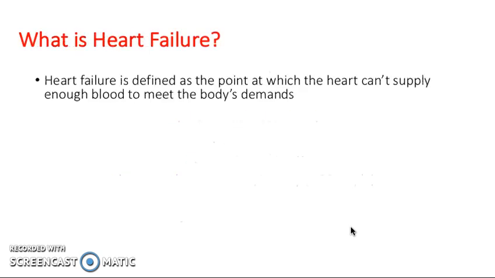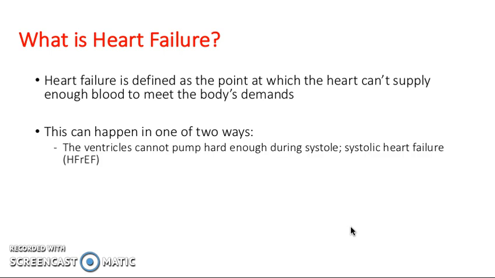Heart failure is defined as the point at which the heart can't supply enough blood to meet the body's demands, and this can occur in one of two ways. Either the ventricle cannot pump hard enough during systole, and this is known as systolic heart failure. It's also known as HFrEF, which is heart failure with a reduced ejection fraction, as you aren't pumping as much blood out of the heart and therefore around the body.